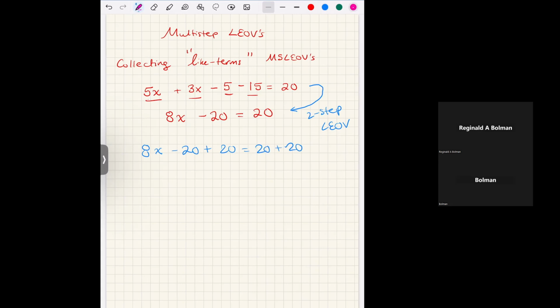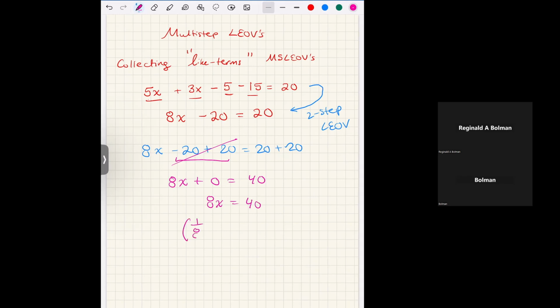And what that's going to do for us is it's going to allow us to cancel out the negative 20 that's in front of my 8x. So I will then have 8x plus 0 is equal to 20 plus 20, which gives you 40. 8x plus 0 is just 8x, and I have 40 on the other side of my equation.